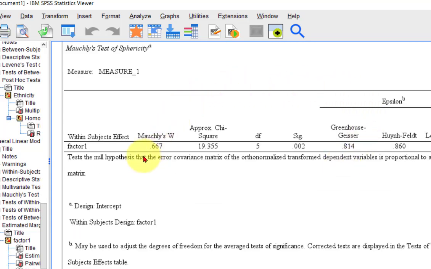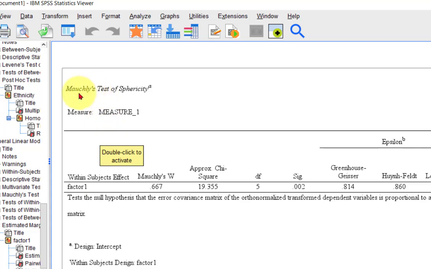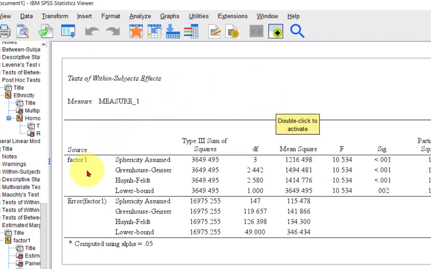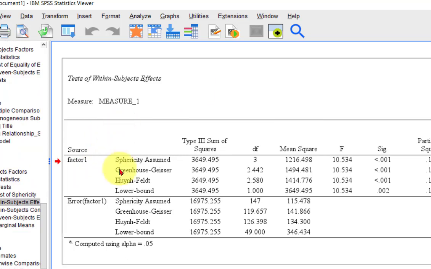And this test is our test of sphericity, the Mauchly's test of sphericity, and it violated it. Okay, so that means not everybody went up at the same time. So this thing did violate the assumption of sphericity. And this is our factor 1. This is basically our source of variance table.